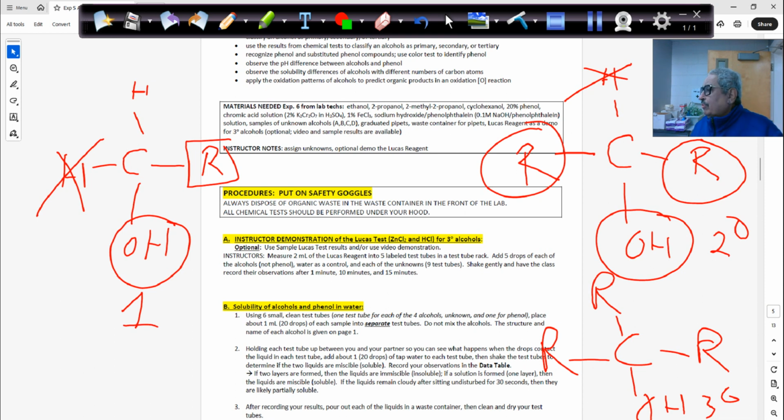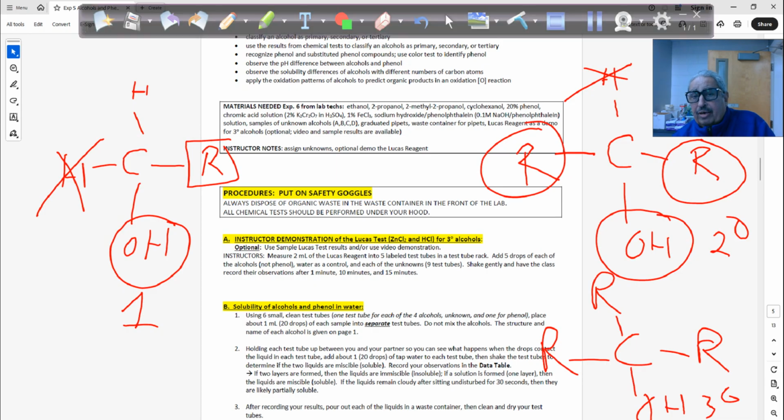Two H's, one R, two R's is primary, three R's tertiary. So, solubility in H2O, we talked about this. You will see the solubility of H2O, alcohol in general, small tiny alcohols, methanol, ethanol, up to 5 carbon. 6, then you have problems.